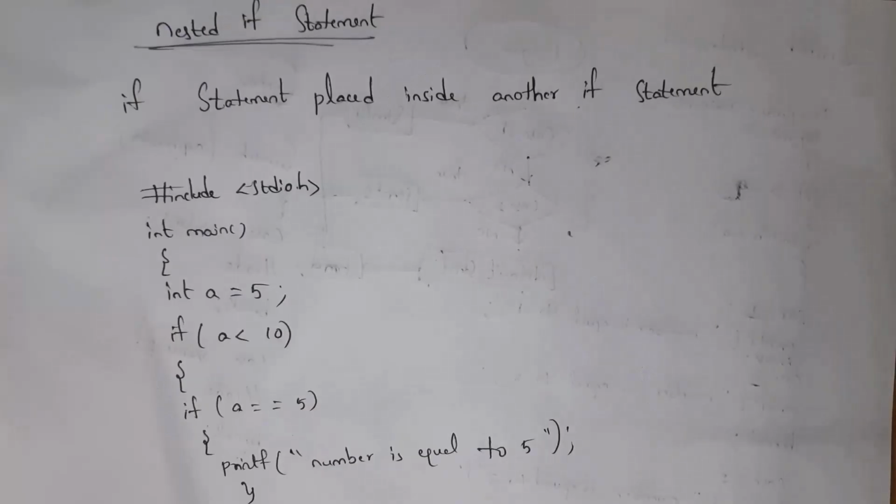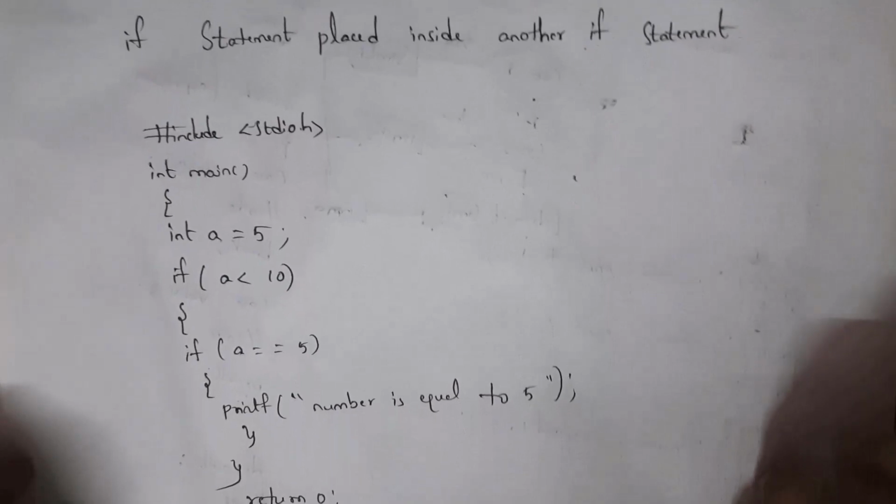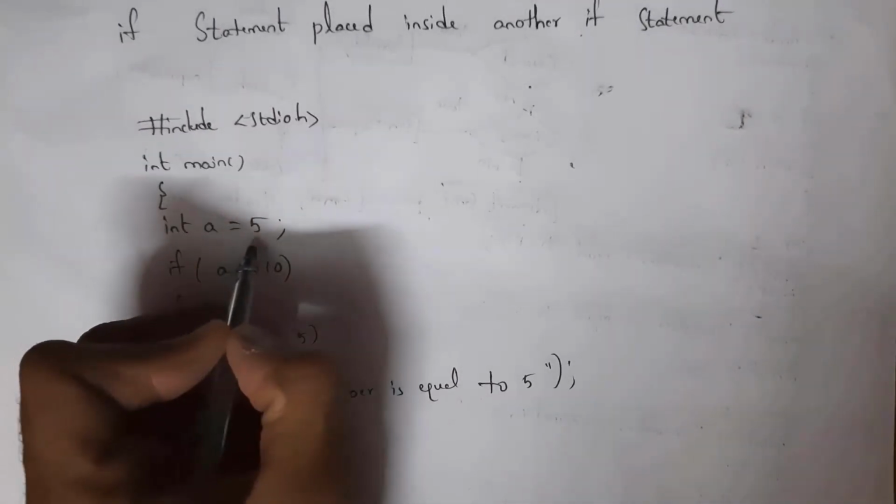Next I will explain nested if statement. If we place one if statement inside another if statement, then we call it as nested if statement. This is an example. Here I took int a equal to 5. I given value of a as 5.